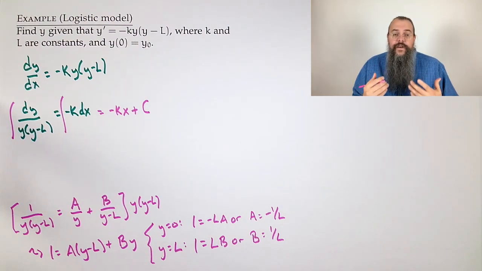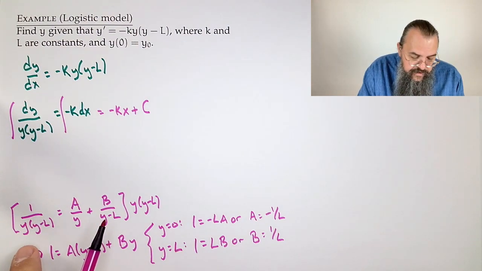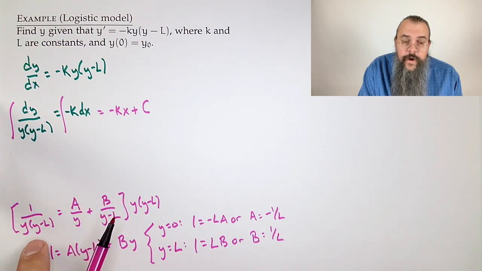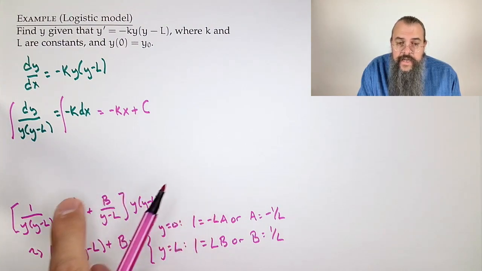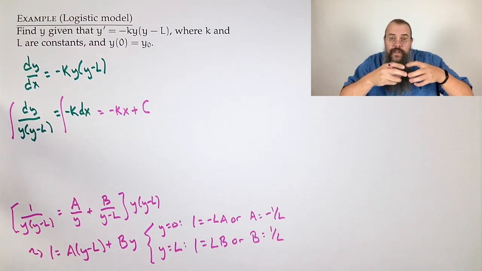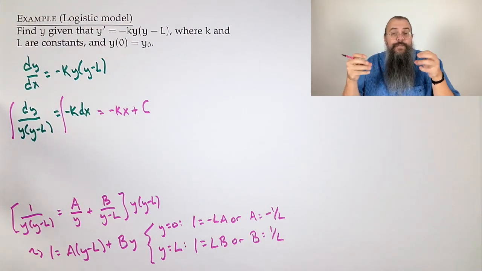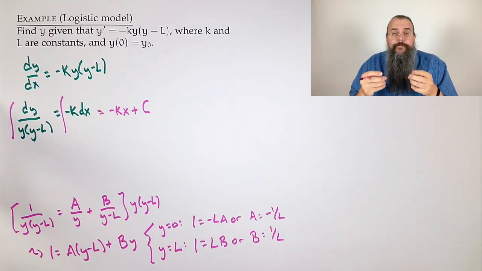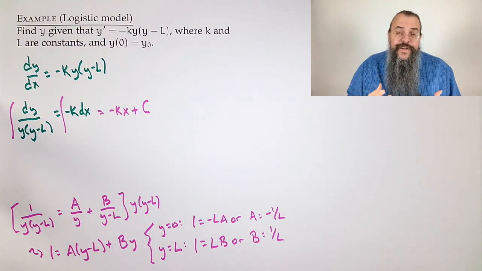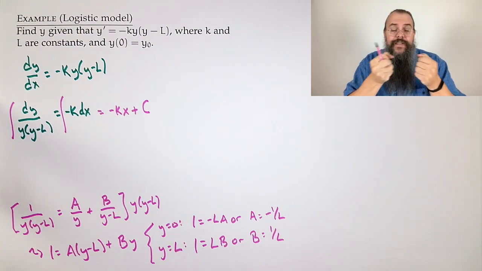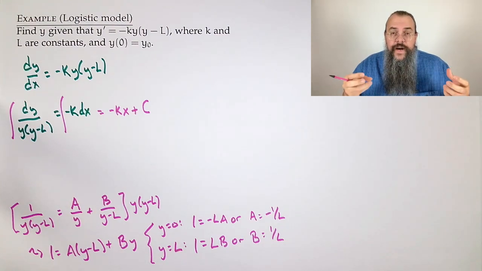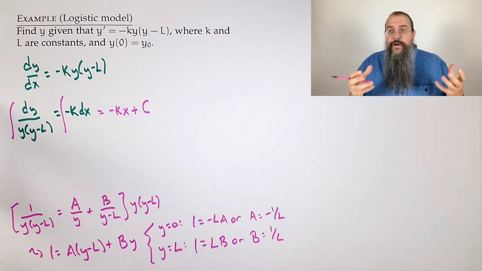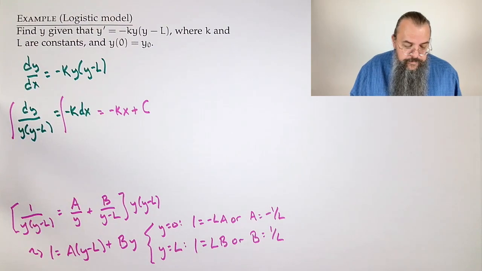So what this allows us to do is say, hey, this expression, 1 over y times y minus L, I can rewrite as two separate pieces. And because we pulled it apart, each piece is easier to integrate. In some sense, the philosophy of integration is to say, hey, let's take our expression and find a way to simplify, break into small parts, each part of which is something we can work with.